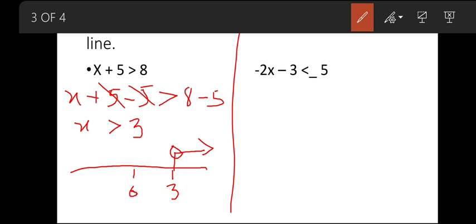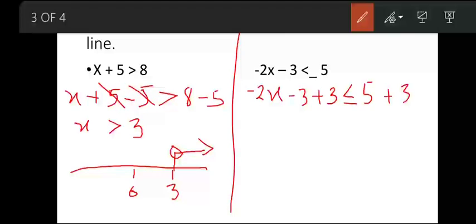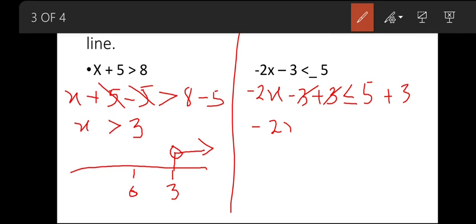Now example 2 says minus 2x minus 3 is less than or equals to 5. In this case, we can add 3 to both sides. So we have minus 2x minus 3 plus 3 is less than or equals to 5 plus 3. This cancels this, and we are left with minus 2x is less than or equals to 5 plus 3, which is 8.